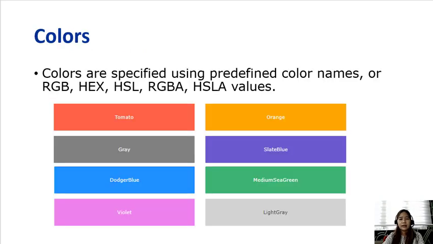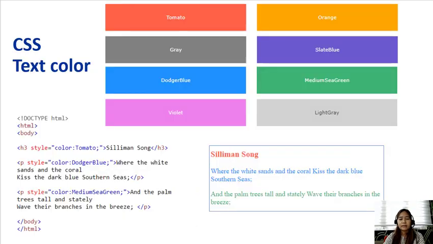Now, let's start with colors. In CSS, colors are specified using predefined color names such as tomato, gray, dodger blue, violet, orange, slate blue, etc. Or you can use RGB, hex, HSL, RGBA, or HSLA values. We talked about this very shortly in our discussion about HTML in the previous video, but we'll discuss more about it and how it is done in CSS for this video.